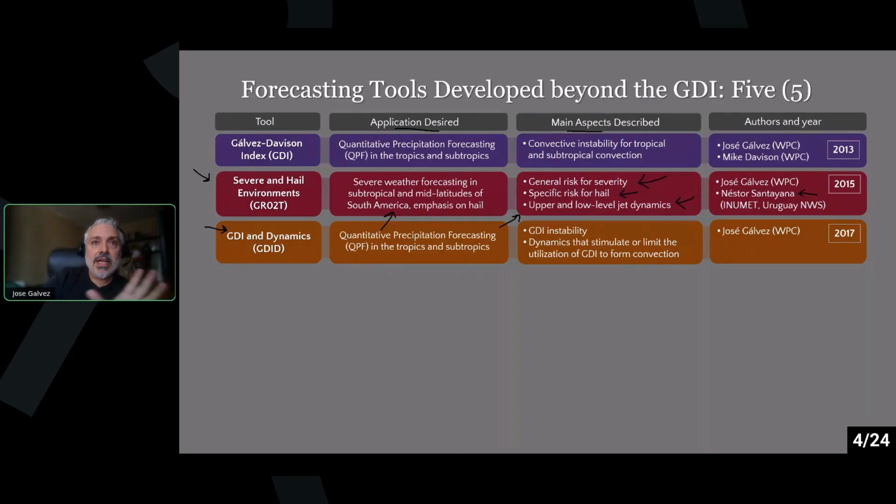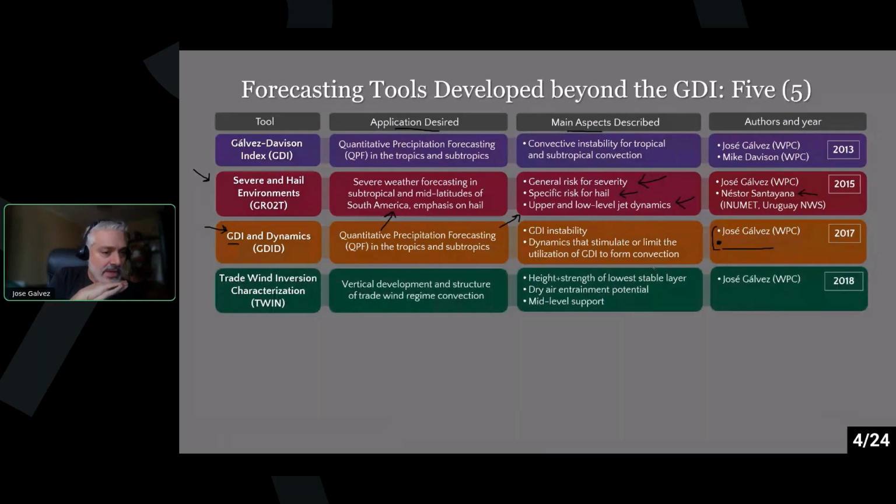The reason is that the GDI alone, like any thermodynamic index, only speaks about the environment, but it's not speaking about the different triggers, so how the environment is going to use that instability to produce convection. So we generated an algorithm or a forecasting tool that has the GDI and the dynamics overlaid. I'm going to go into that. All right, I should have placed Mike here because Mike provided a lot of feedback. But anyway, if Mike allows me, I could say that the GDI and dynamics was also developed by Mike and I, right?